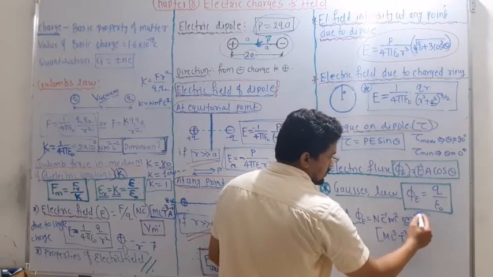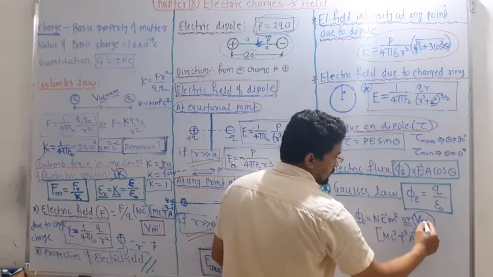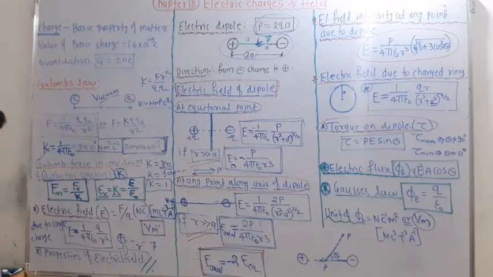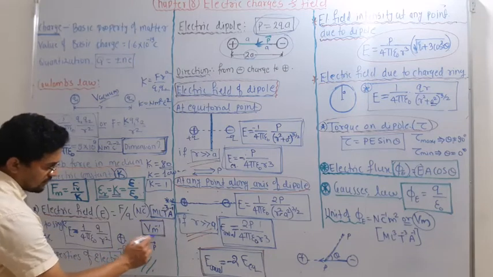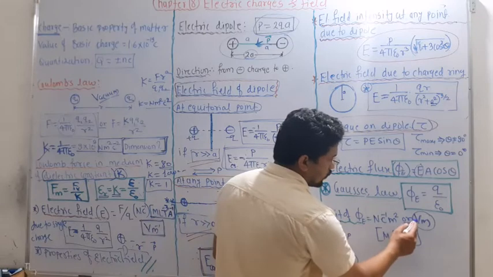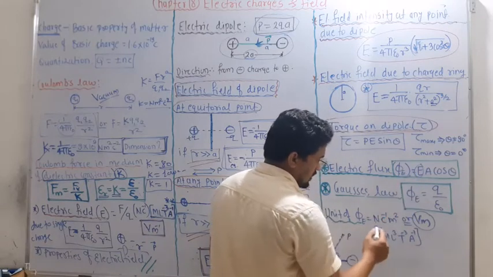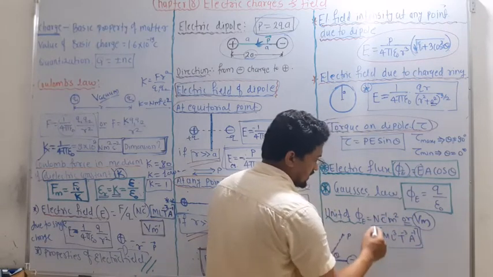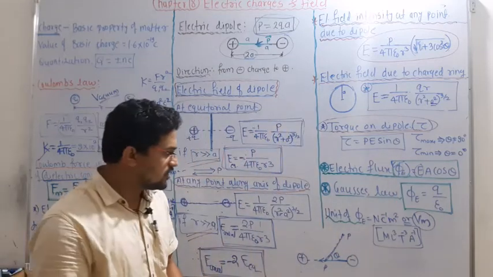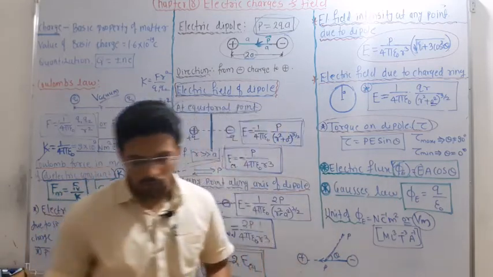Sometimes it is also given by volt meter, unlike the electric field. Electric field is also measured by volt per meter, but here it becomes volt meter for electric flux. And this is the dimension formula of the electric flux, that is phi e. So remember only these important equations.